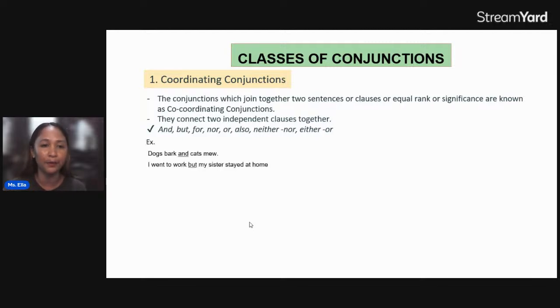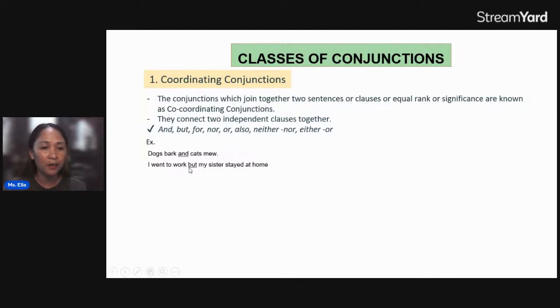So let's have an example. We have here: dogs bark and cats meow. Again, dogs bark and cats meow. So and here is our coordinating conjunction that connects two independent clauses. The first independent clause is dogs bark, and the second is cats meow. And next, we also have: I went to work, but my sister stayed at home.